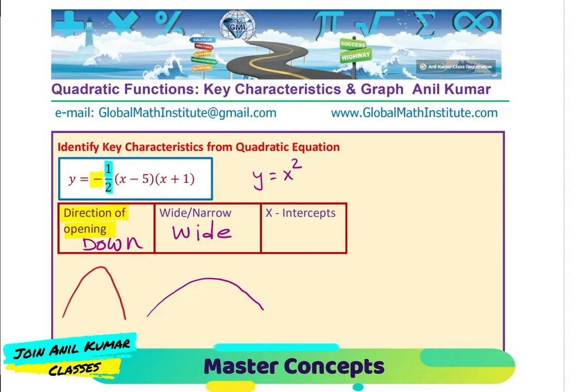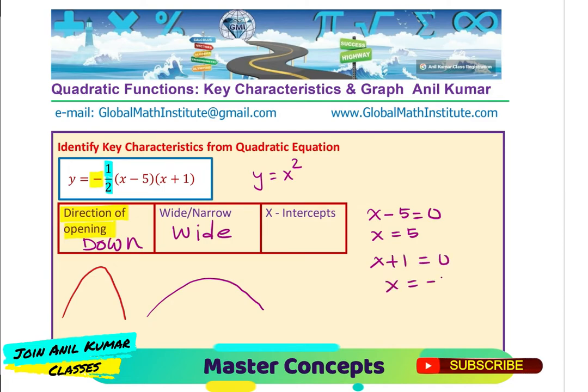And the third thing which this gives you is the x-intercepts. Whatever makes these two factors 0. That means you have to equate x minus 5 to 0, and that gives you x equals 5. And then you equate x plus 1 equals 0, and that gives you x equals minus 1. So there are two x-intercepts, one at 5 and the other at minus 1.